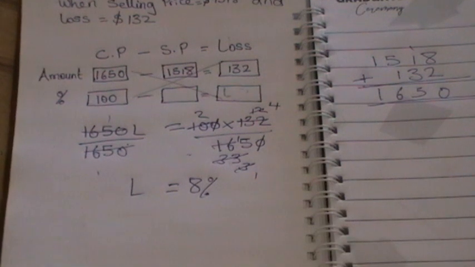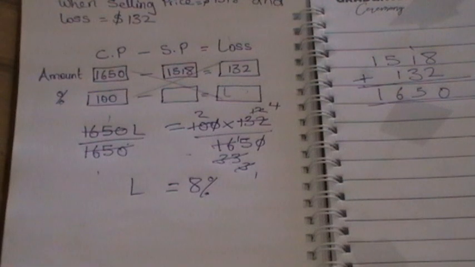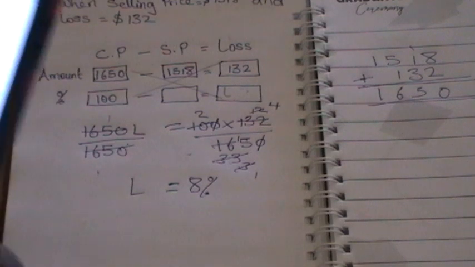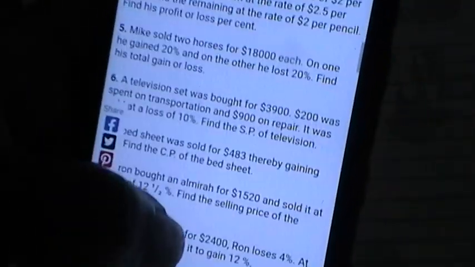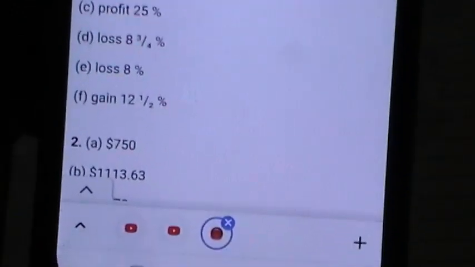That's the answer. Let's check on the answer page. Let's go there. These are the questions. So we go to now the answer page. This is the answers. And as you can see, let me see if I can make it bigger. You can see 1E, loss is 8%. Loss is 8%.